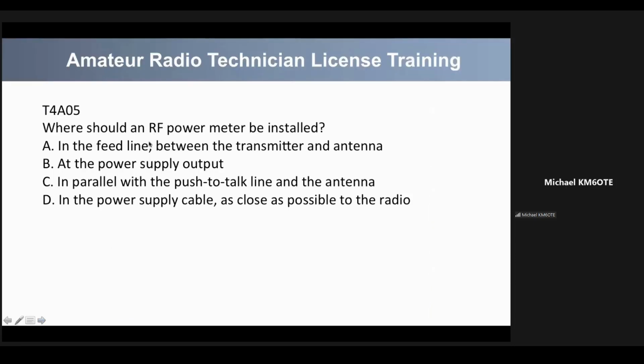So, where should an RF power meter be installed? RF power meter. So that's on the transmitter, the output side of your transceiver. In the feed line between the transmitter and the antenna is the first choice. The power supply output, in parallel with the push to talk line, which doesn't make any sense, or in a power supply cable as close as possible to the radio. Neither of the last 3 make any sense. The correct answer is in the feed line between the transmitter and the antenna. The transmitter and the antenna are the only answers here that have anything to do with RF power.